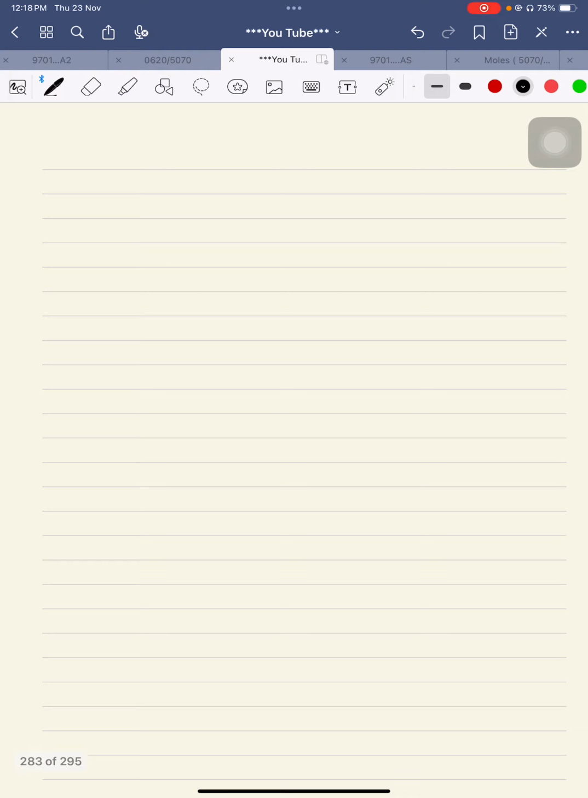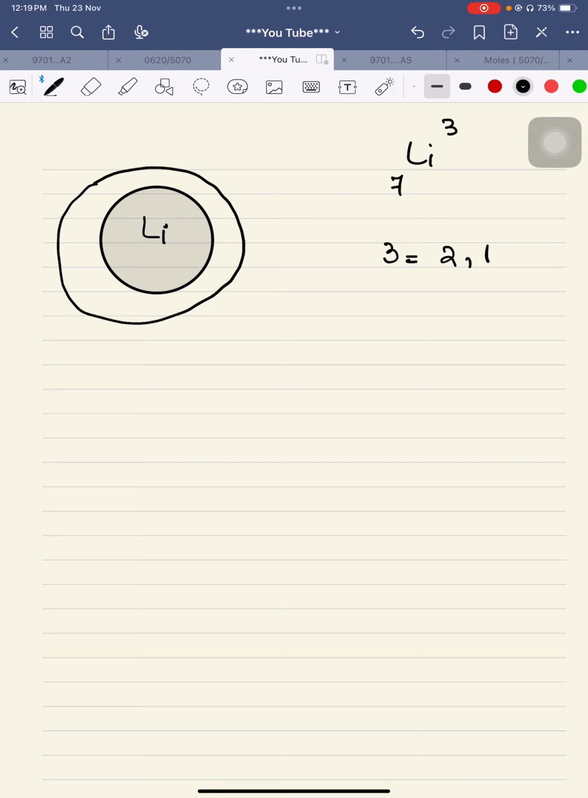Let's see. For example, this is lithium, and lithium has an atomic number of 3 and mass number of 7. So if 3 is the atomic number, what will be the electronic configuration? 2, 1. It means the 2 electrons are in the first electronic shell, and 1 electron is in the second electronic shell. Let's draw this. So this is the first shell and this is the second shell.